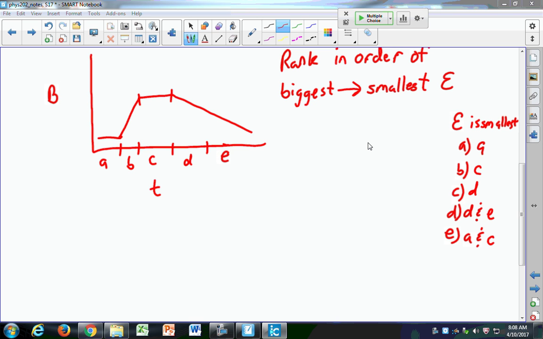At which of them? A, B, C, D, or E? You want to do it as a clicker question? All right, well, we're not using these options, we'll just use A, B, C, D, or E. I'm asking, where is the EMF the biggest? Which of these regions of this graph does the EMF have the largest value?